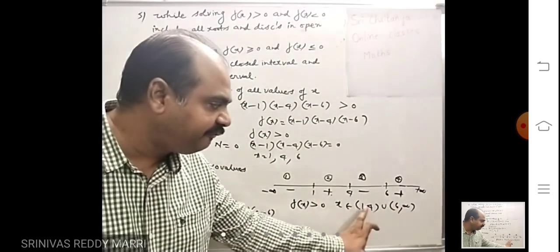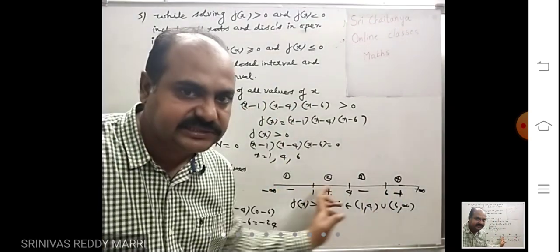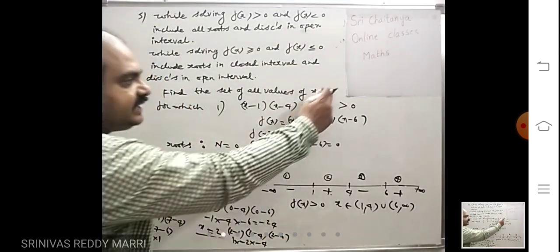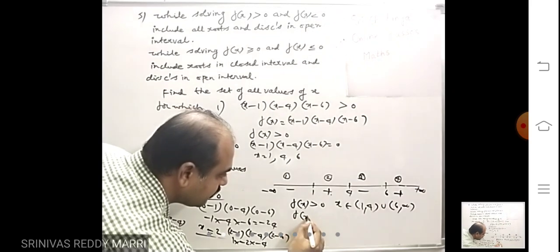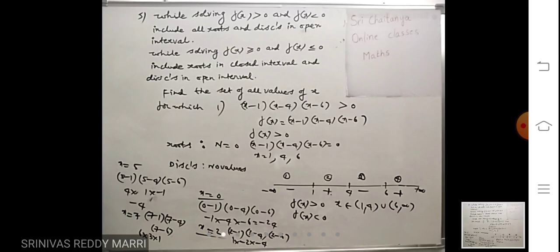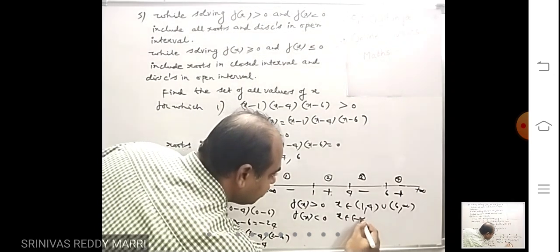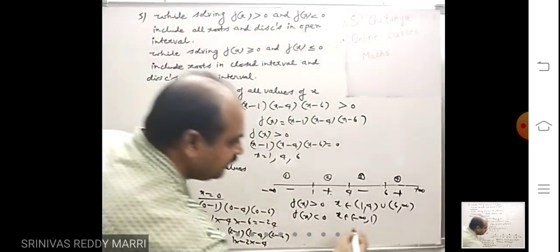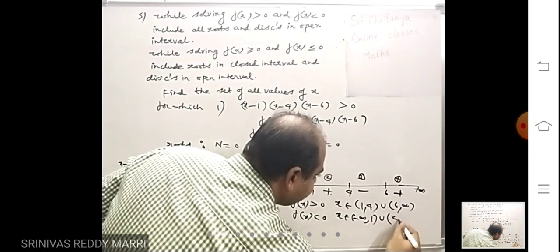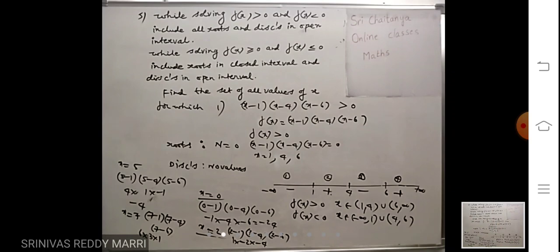Because at 1, 4 and 6, this value will become 0. That's why greater than 0 means all open intervals. Next, suppose he asks less than 0. If he asks less than 0, negative intervals, where are they? First interval: minus infinity comma 1, union the third interval, 4 to 6. That is less than 0.